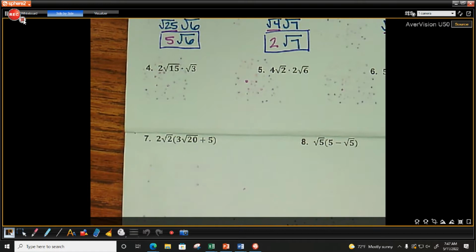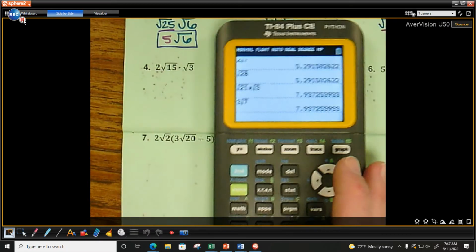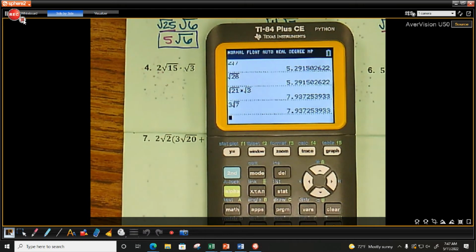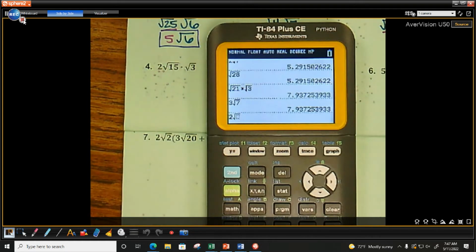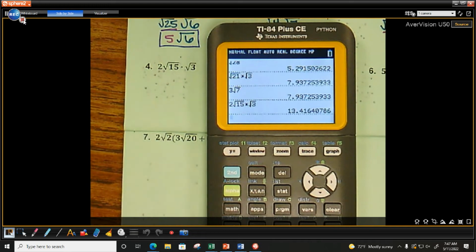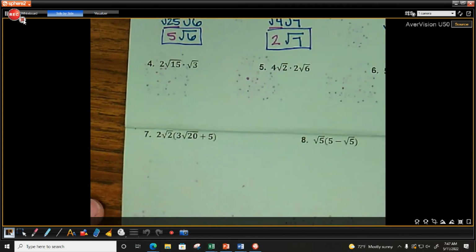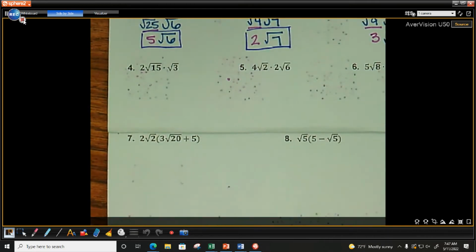They have the numbers outside the radicals. There's a coefficient. You have a number out in front of the radical. Still, what is step 1? Put it in the calculator. Yeah. 2 root 15 times root 3. Yucky decimal. Okay? So, if I have coefficients, you're going to multiply the coefficients.